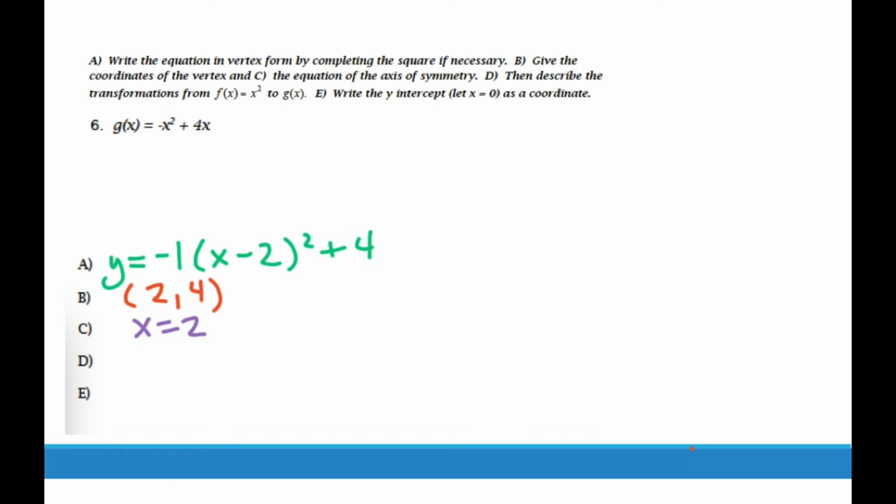So what's happening? We have a reflection. Now if it says 1, that doesn't mean a stretch or a compression, so it's just the same, it's just reflected. And then we're going to go right 2 and up 4.